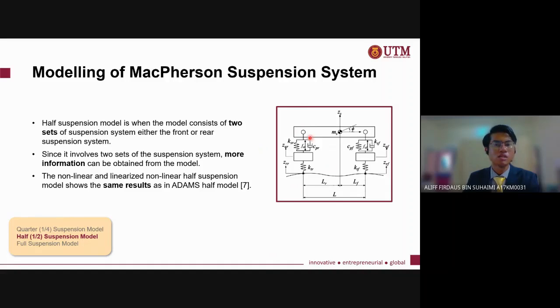Okay, next we have the half suspension model. As you can see here, the half suspension model consists of two sets of suspension, which are either the front or the rear part of the car. Since it involves two sets of the suspension system, more information can be obtained from the model. And the nonlinear and linearized nonlinear half suspension models show the same result as the Adams half model.